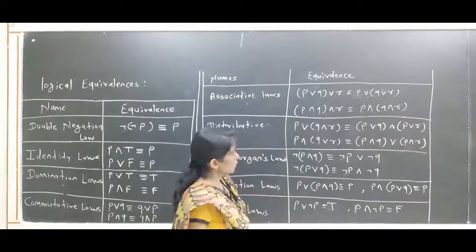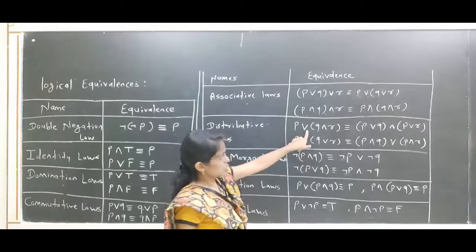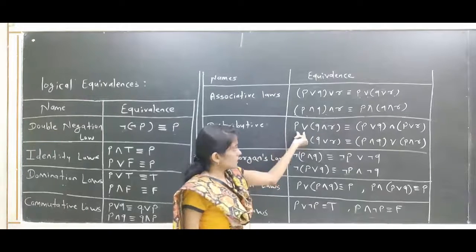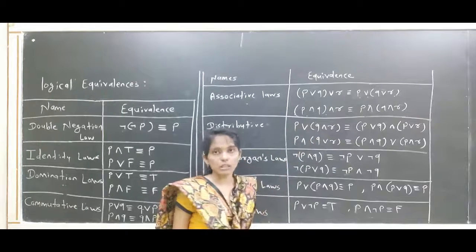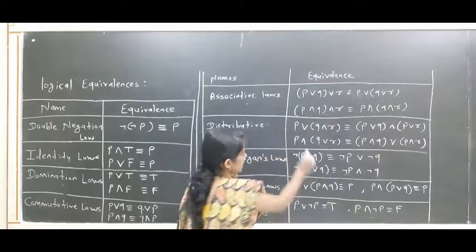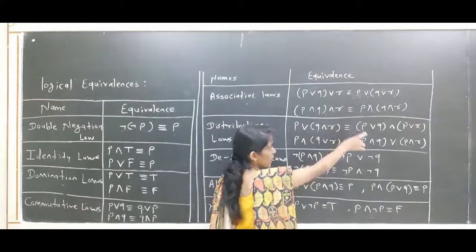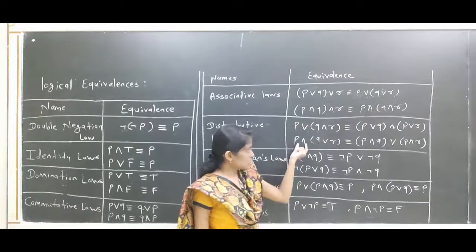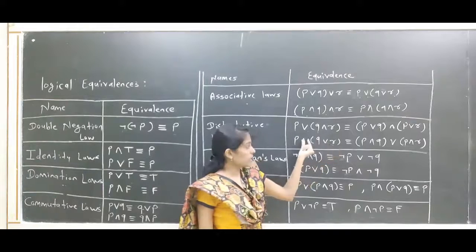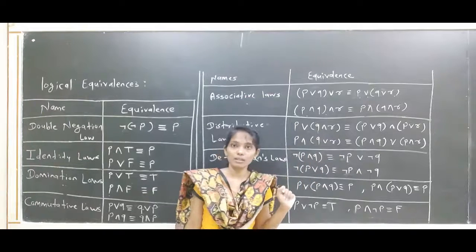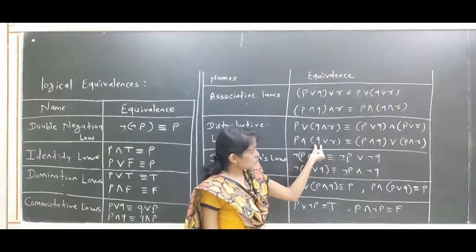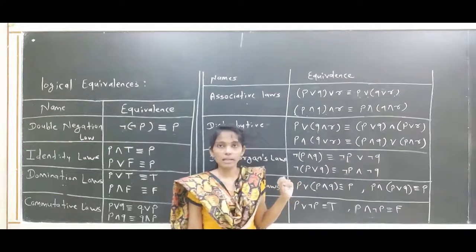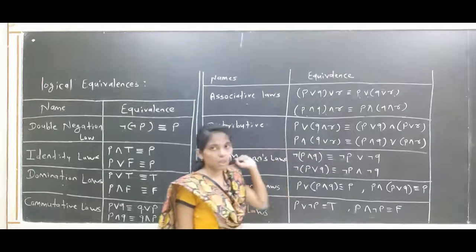Now distributive laws. First distributive law: P disjunction in bracket Q conjunction R. This law means disjunction distributes over conjunction. So we get P disjunction Q and P disjunction R. Similarly, P conjunction in bracket Q disjunction R. Here conjunction distributes over disjunction. So P conjunction Q or P conjunction R. Right. So these laws are known as distributive laws.